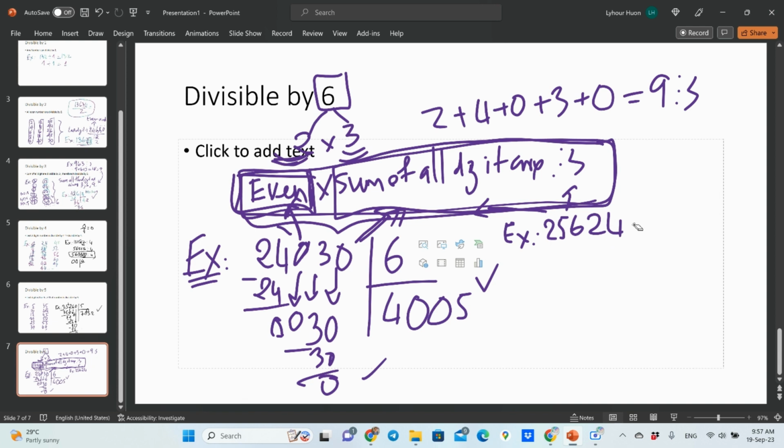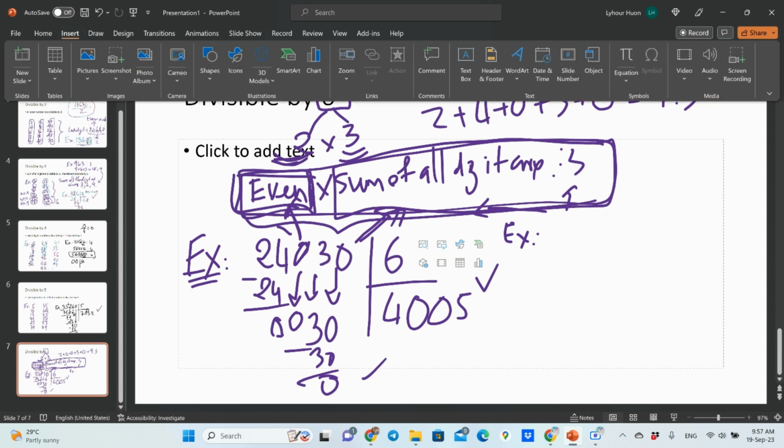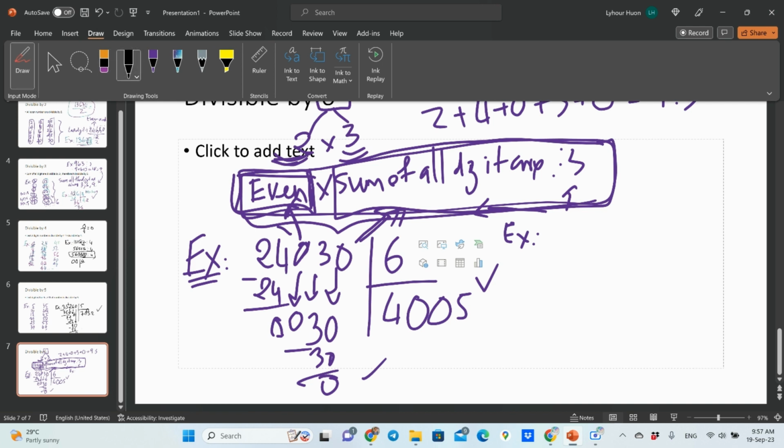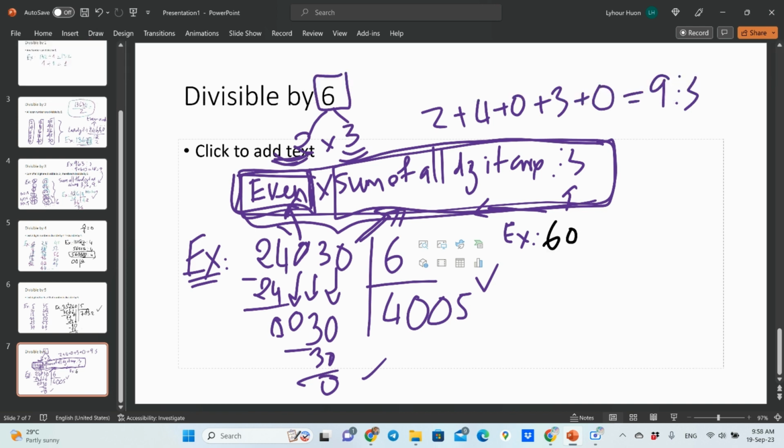Maybe 6025, 6024. So 6024. First of all, it's an even number, correct? The sum of all digits is 6 plus 0 plus 2 plus 5 plus 2 plus 4.